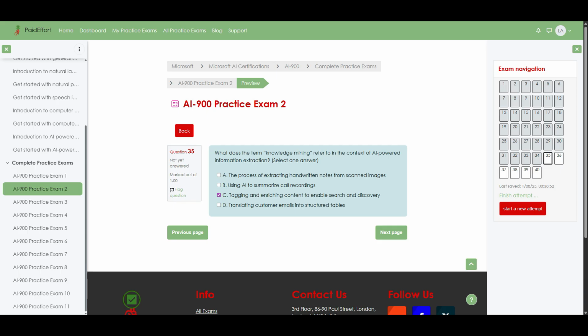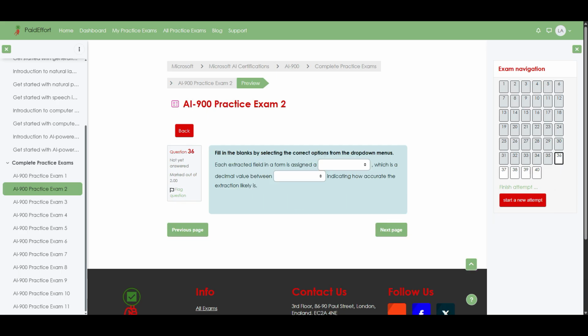So in business contexts where teams need to surface insights from thousands of files, knowledge mining becomes a powerful solution through tagging and enrichment. Fill in the blanks by selecting the correct options from the drop-down menus. Each extracted field in a form is assigned a confidence score, which is a decimal value between 0 and 1, indicating how accurate the extraction likely is. Let's go through the explanation now.